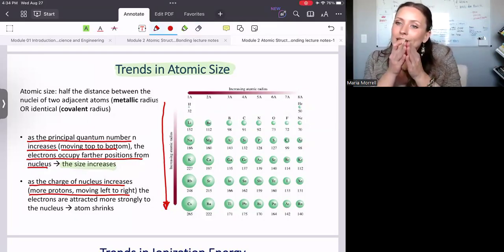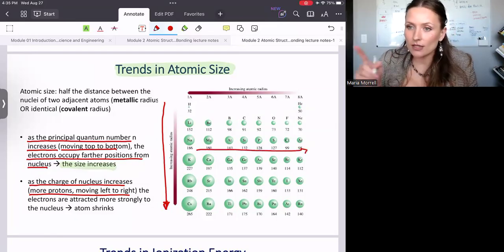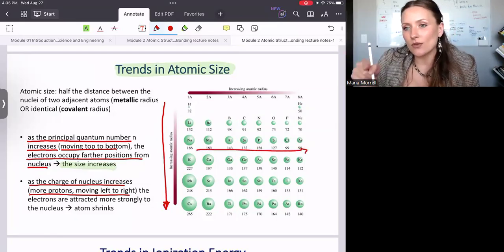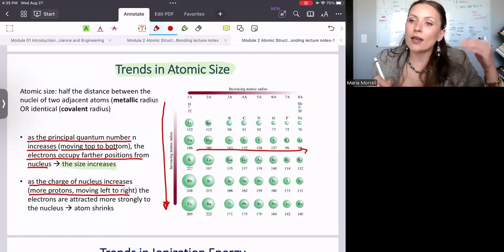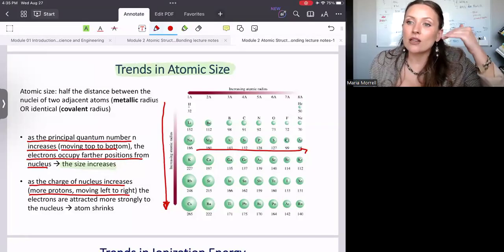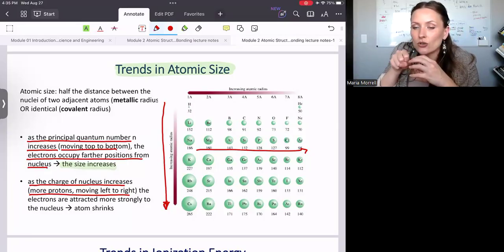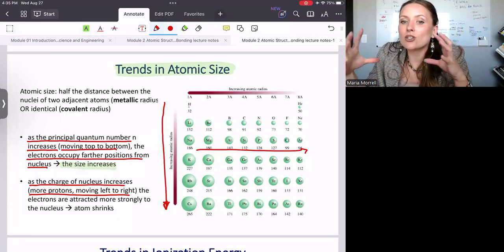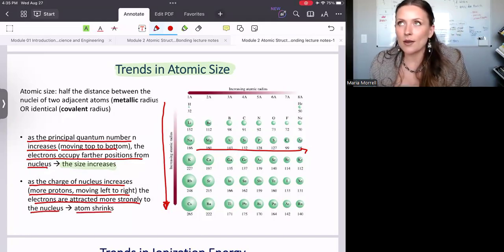If I move from left to right, in this direction, I'm adding more protons. Protons are hosted in the nucleus, right? And protons are what increase the positive charge on the nucleus. Based on the nuclear charge effect, the larger the charge on the nucleus, the stronger it pulls the electrons toward it, right? And that means that the size shrinks. The electrons are attracted more strongly to the nucleus and the atom shrinks.